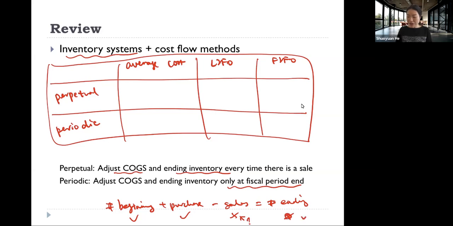At the end of the financial reporting period, we go into the firm and count how much inventory we have left on hand. From this number, we can calculate how much inventory we have sold. So this is the periodic inventory system, where we can only adjust cost of goods sold and cost of the ending inventory at physical period end. So this is how to calculate the cost of the inventory.